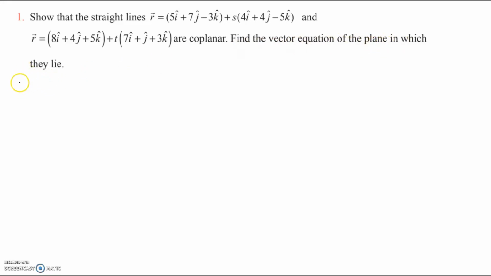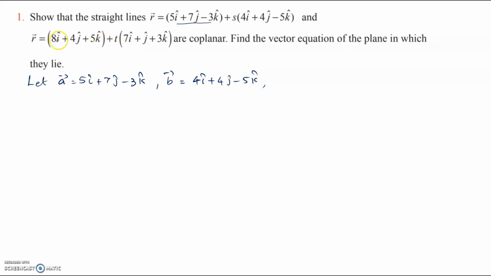So let us define a vector, let this be our a vector, 5i cap plus 7j cap minus 3k cap. So this is the position vector of the point which lies on the straight line, which is given by this equation. Then vector b is the line which is parallel to this line, and which is this 4i cap plus 4j cap minus 5k cap.